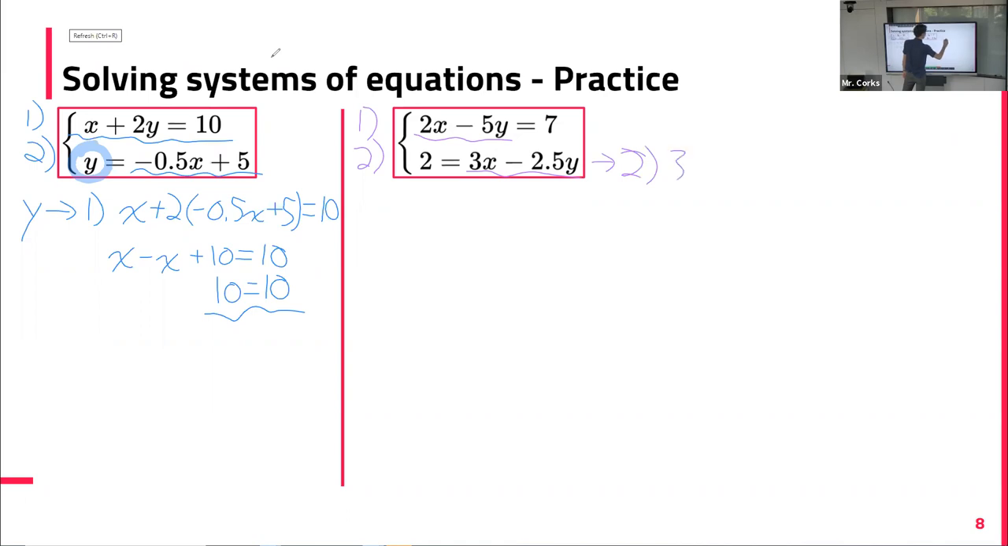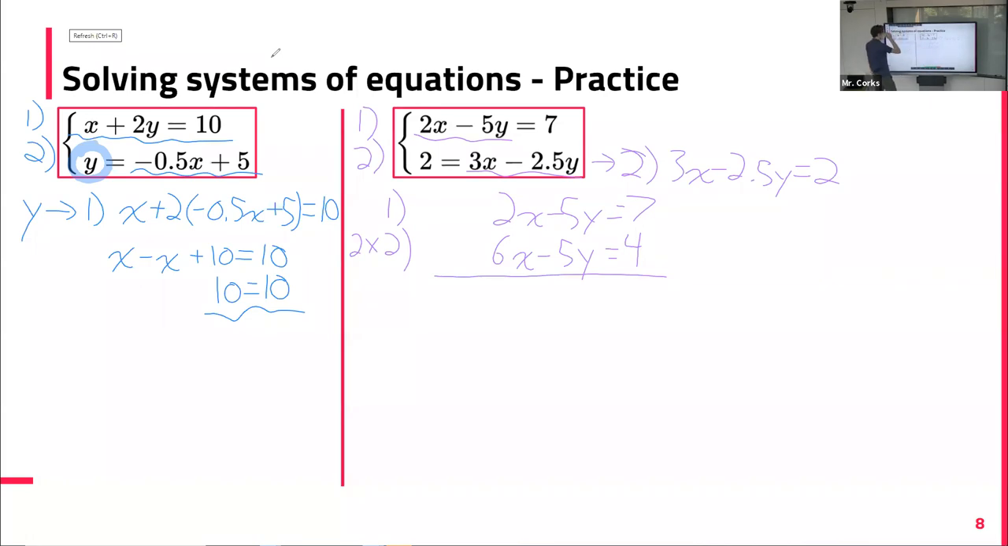equation 2, 3x, 2.5y equals 2. Okay, and then equation 1 is the same. And then from that, what will we do to do the elimination? Multiply equation 2 by 2. Equation 1 is the same: 2x minus 5y equals 7, and multiplying equation 2 by 2, 6x minus 5y equals 4. Are we adding or subtracting these two?